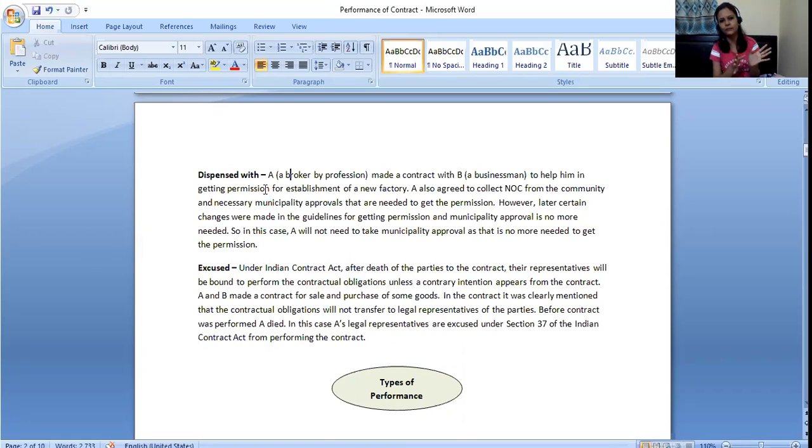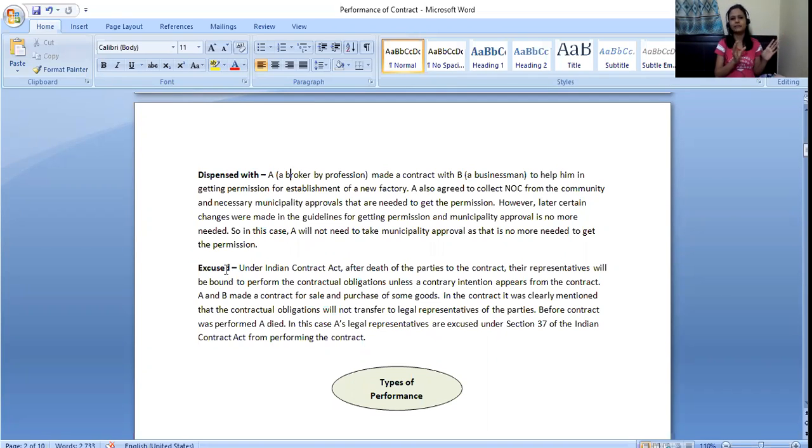It's like I have already performed it, right? I don't need to perform that part. I don't need to take approval from that municipal body, or I don't need to take the NOC from the community. Why? Because it's no more necessary. And secondly, it may be something which is excused under the law. Take for example, someone is excused, right? Under law, he is no more responsible. There is one contract between A and B.